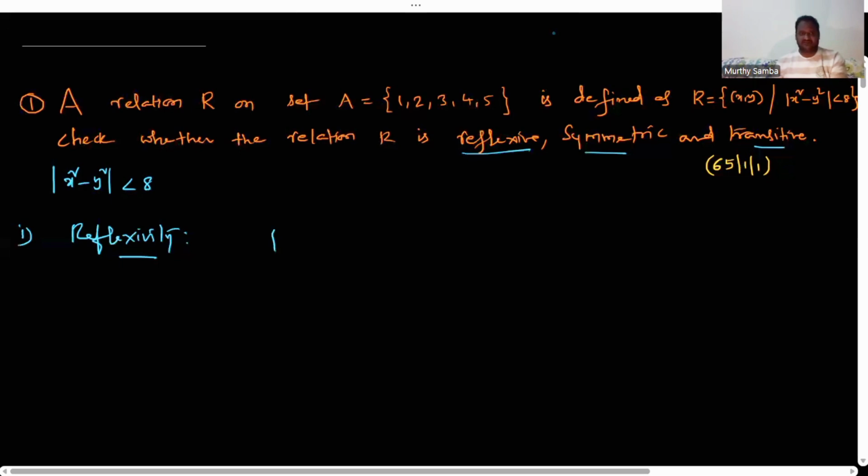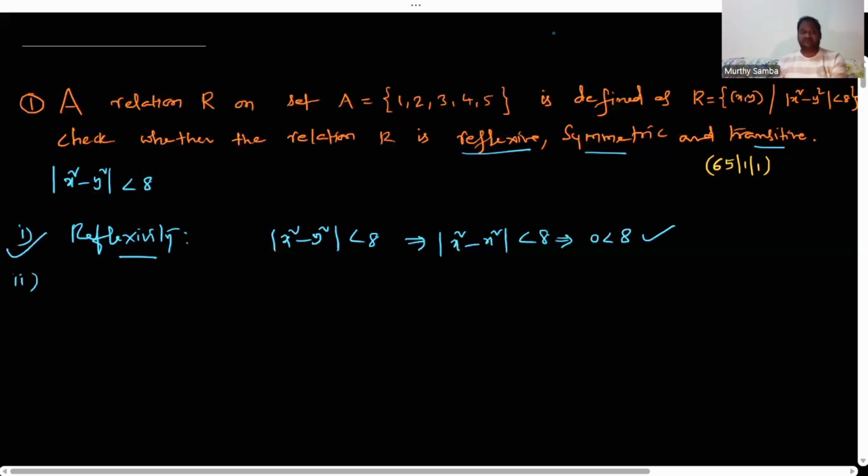So here it is modulus of x square minus y square less than 8. In the place of x and y, you write only x. Then it is going to be modulus of x square minus x square less than 8. X square minus x square is 0. Modulus of 0 is 0. So 0 less than 8. Is this true or false? Absolutely true. Therefore, our relation is a reflexive relation.